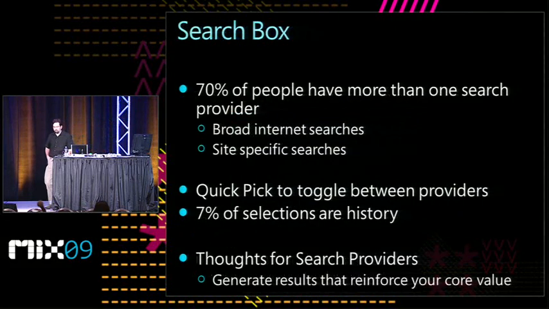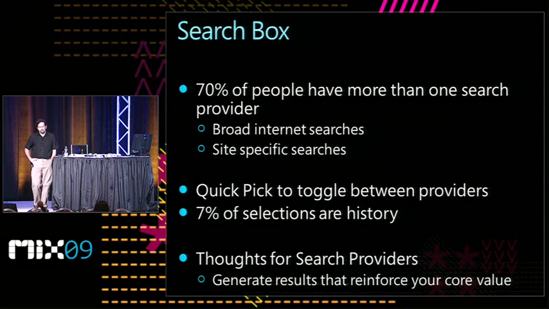When we looked at our data for search box usage, we found that 70% of the people have more than one search provider. At first we were thinking, well, everybody just uses their favorite search, Yahoo, Live, Google, whatever it might be. It turns out that's not quite right, because there's a wide range of things that you might want to search. For example, I might want to search for products in Amazon, or items in eBay, et cetera, or Wikipedia articles.